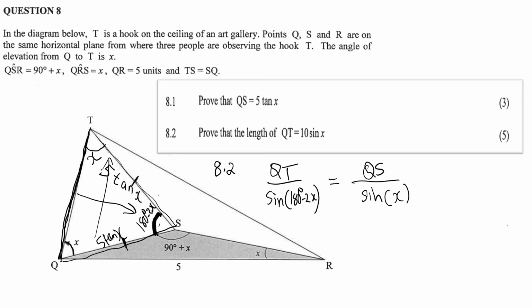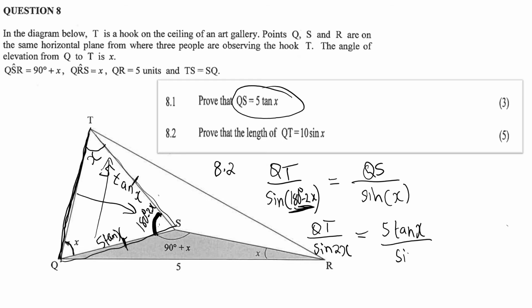Then this will be QT divided by sine 180 minus 2x. We know that 180 minus an angle is found on the second quadrant where sine is positive. So when we reduce it to be sine 2x, all right, is equal to, what is our QS? We've just proven that QS is equal to 5 tan x. So we can replace that by 5 tan x, all divided by sine x. So to solve for QT, we're going to cross multiply. QT is going to be equal to sine 2x multiplied by 5 tan x, all divided by sine x.